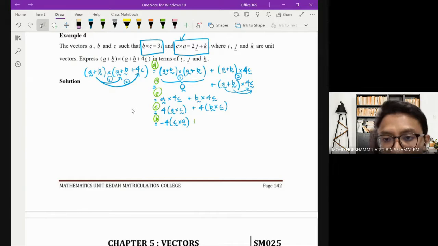For the next one, it's not going to be a problem because this one is already similar to our clue. So we can simply substitute. B cross C is already the same. So negative 4 remains similar. C cross A is 2J plus K, B cross C is 3I. So simply expand and rearrange: 12I minus 8J minus 4K. So this is the answer.